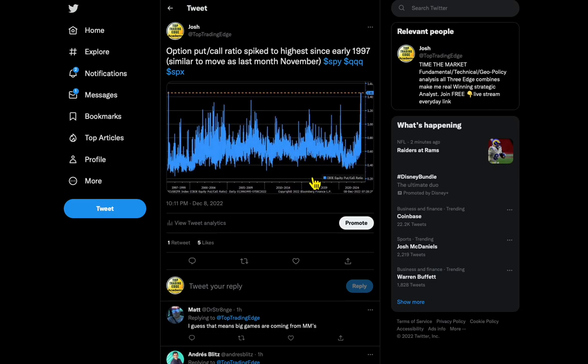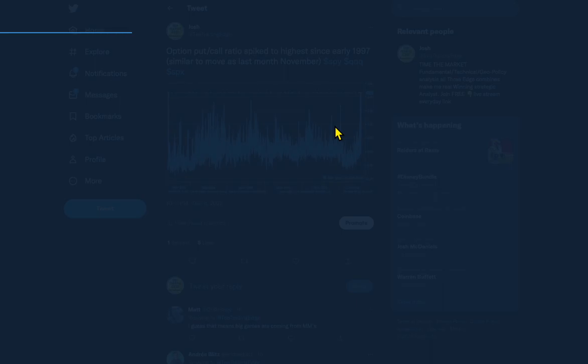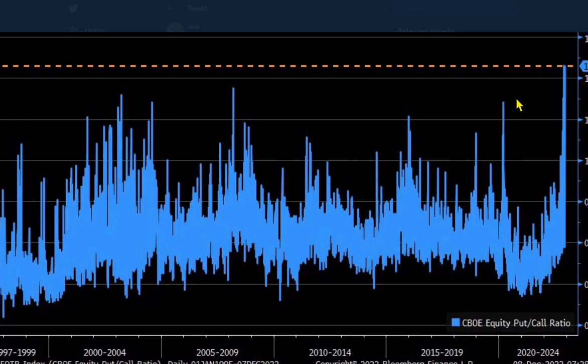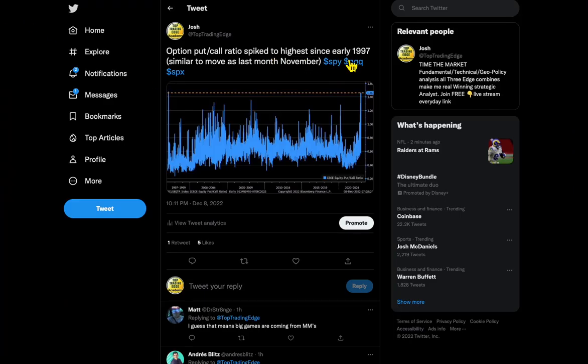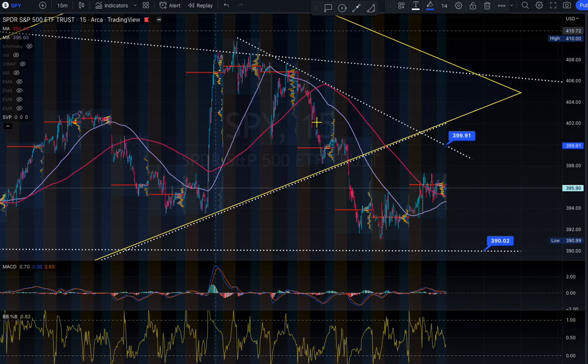The biggest options of the history, since 1997, right here. It's not expiring yet, but right now we have the highest options volume. See that? Since 1997, the highest options call and put volume ratio is going on. So obviously the market makers want to rake in the premium, right? That could be the case. So what we need to do is let them decide which direction they want to go first, and then follow behind them. That's what I would say for tomorrow.